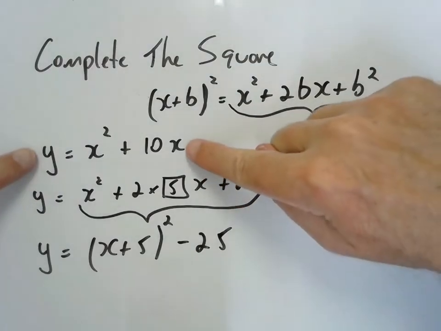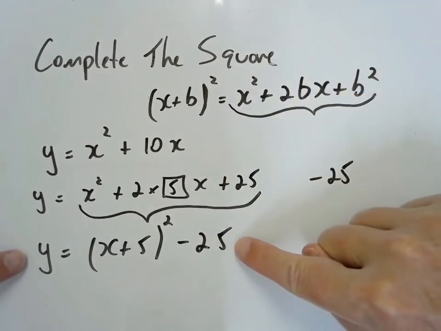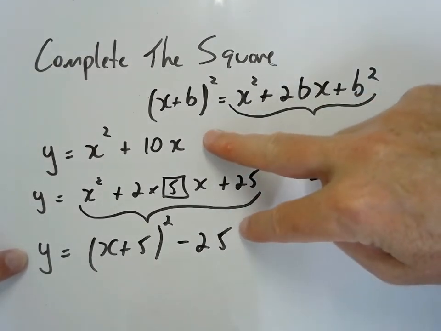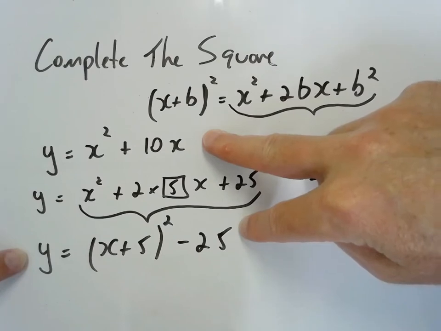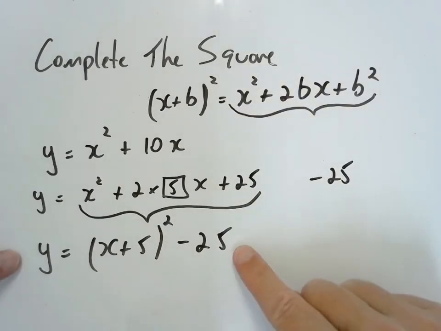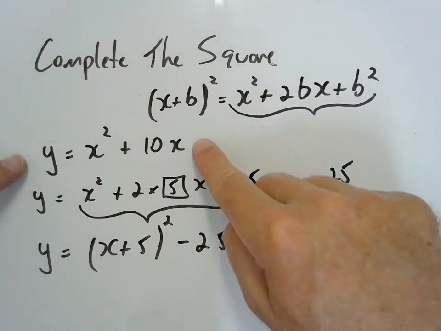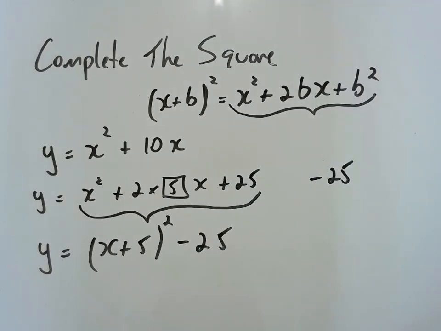We've started with that function there, or we've ended with that function there. Those two functions are exactly the same function. They are both the same parabolas. This one's easier to graph, that one's not. We're going to do some more completing the square in the next video.